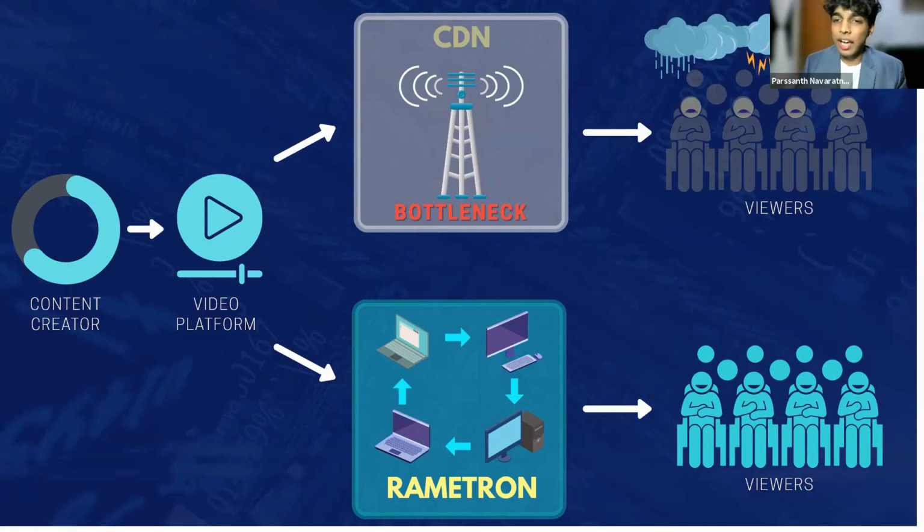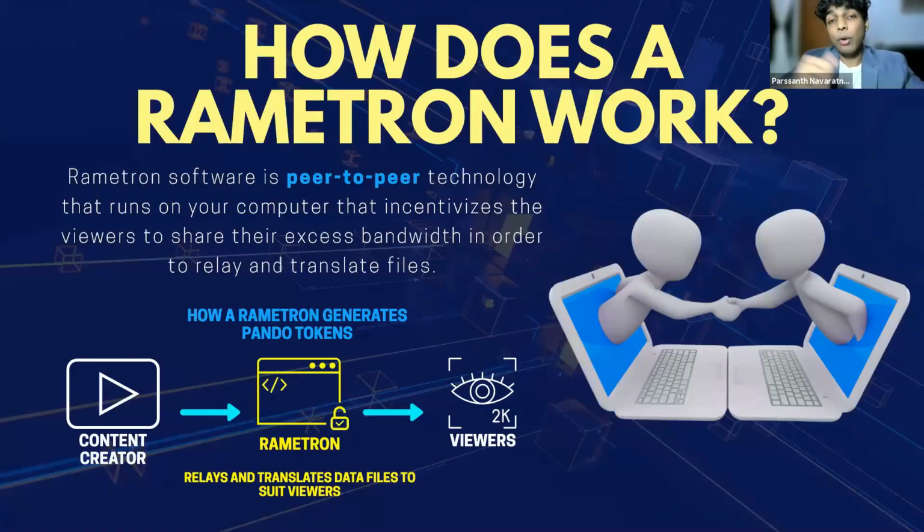So this is the solution here, guys. Instead of using a bottleneck, with 80,000 cars going through one small little bridge, what we're doing is sending those 80,000 cars, 80,000 video files, through each and every Ramatron within our Pando network, which is 1 million. That's how we are decentralizing the entire video streaming platform. So now the question comes, how does a Ramatron work?